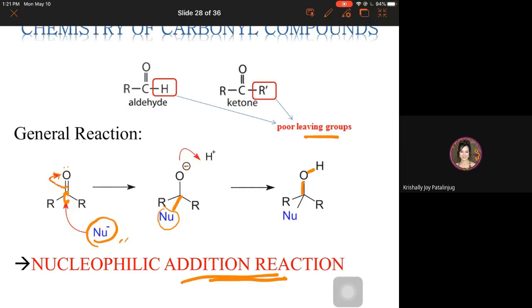So again, we have two categories of carbonyl compounds based on their chemical reaction. We have nucleophilic substitution reaction for carboxylic acid and its derivatives. And we have nucleophilic addition reaction for aldehydes and ketones. So you now know how to rationalize why addition for aldehydes and ketones, and why substitution for the other carbonyl compounds.